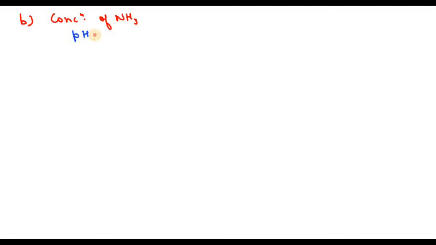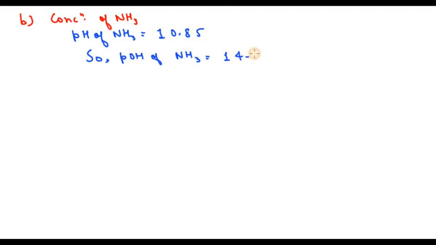We are given here pH of NH3 is equal to 10.85. So pOH of NH3 will be 14 minus 10.85, since we know pH plus pOH is equal to 14. So pOH of NH3 is equal to 3.15.